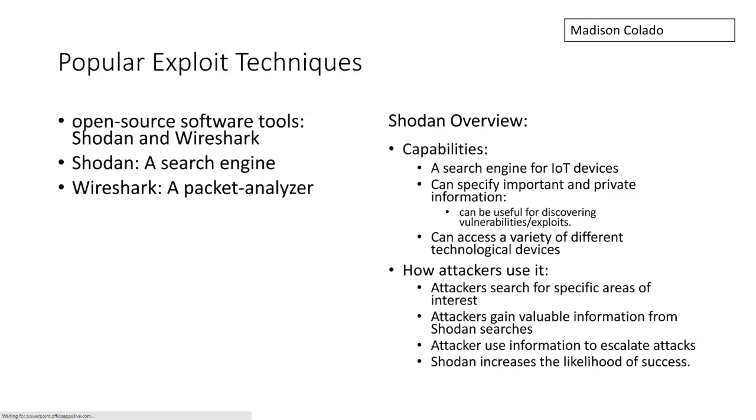Shodan is a search engine for IoT devices. It can specify important information that can be useful for discovering vulnerabilities, such as which devices are connected to the internet, where they are located, who is using them, etc. Shodan can access a variety of technical devices that range from smart TVs to power plants, which is why the tool is considered so dangerous. Attackers use it by searching for specific areas of interest, such as common vulnerable open ports, specific devices, geographic location, default usernames and passwords, IP addresses, etc. Attackers can gain valuable information from these Shodan searches and use it to escalate their attacks and increase their likelihood of success.